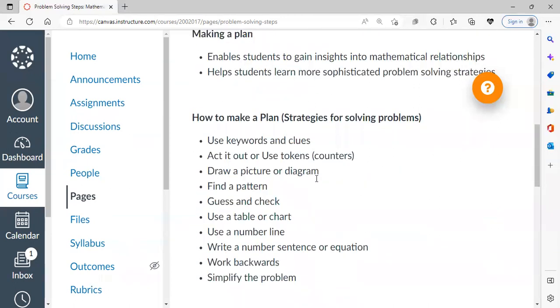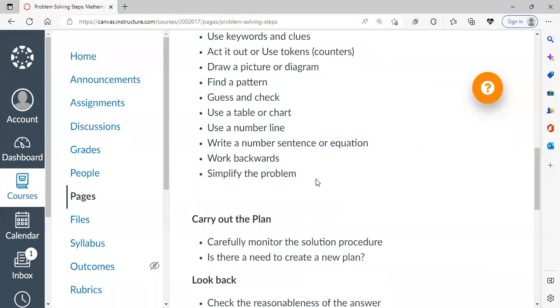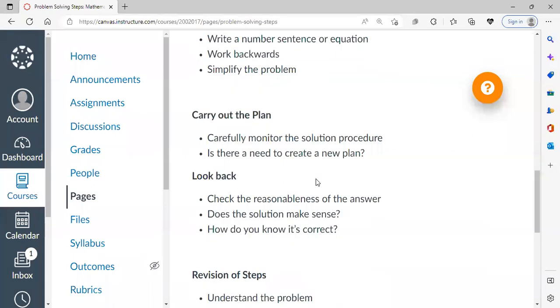And we look at the problem solving strategies already. When we're carrying out the plan, we will carefully monitor our solution procedure. Meaning, similarly to what we will do when we're understanding the problem, to monitor our progress, we will make sure that it is going in the correct order, okay? We're not leaving out anything.